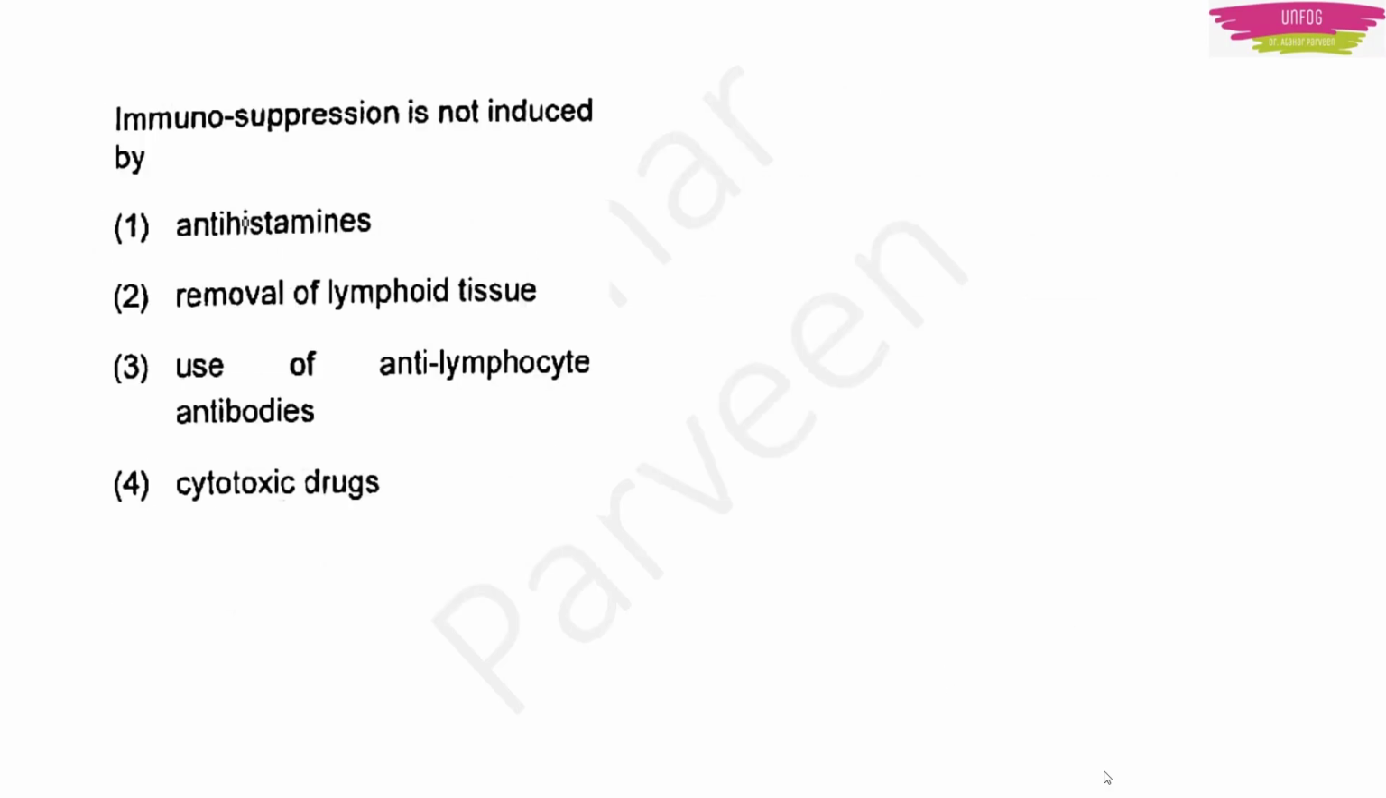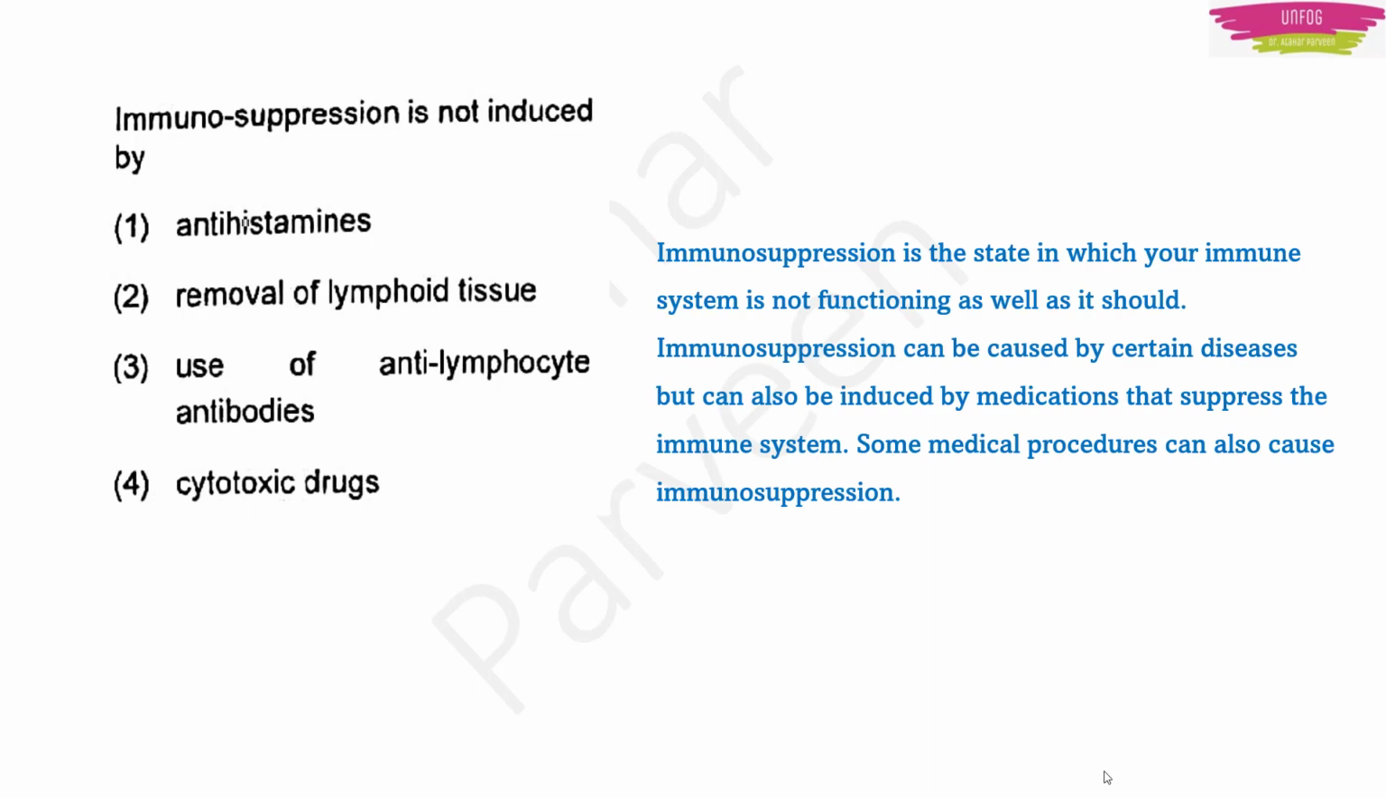Next question. Immunosuppression is not induced by, there are 4 options: antihistamines, removal of lymphoid tissue, use of anti-lymphocytic antibodies, cytotoxic drugs. Actually, immunosuppression means a state where your body's immune system will not function as it should. Means your body's immune system is not working properly. Okay. So immunosuppression is caused by certain diseases. But it may happen to you also because of intake of some medications. These medications suppress the immune system. Some medical procedures can also cause immunosuppression.